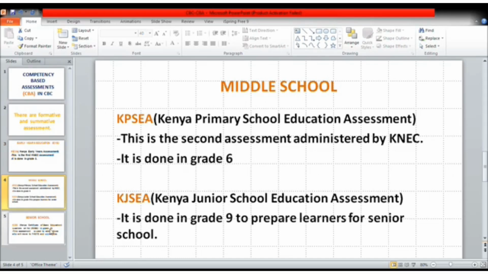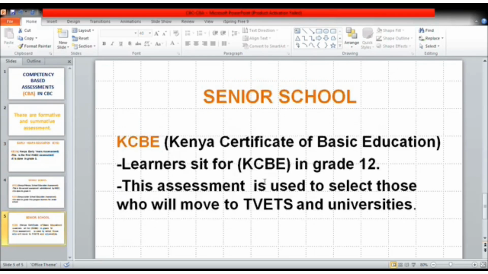From there, they move on to senior school. And in senior school, they'll have to sit for KCBE, which stands for Kenya Certificate of Basic Education. Learners sit for this assessment in grade 12, and it's used to select those who will move to TVETs and universities.